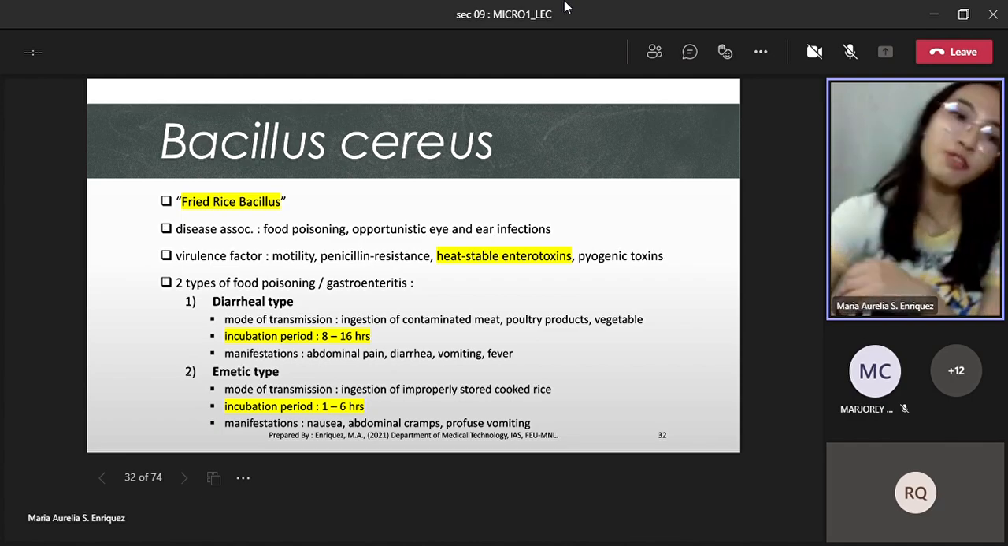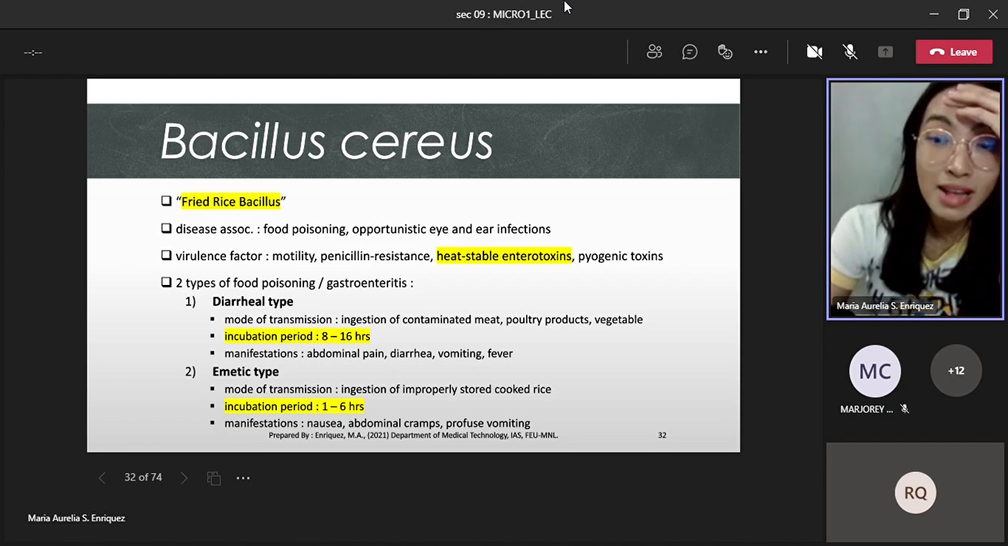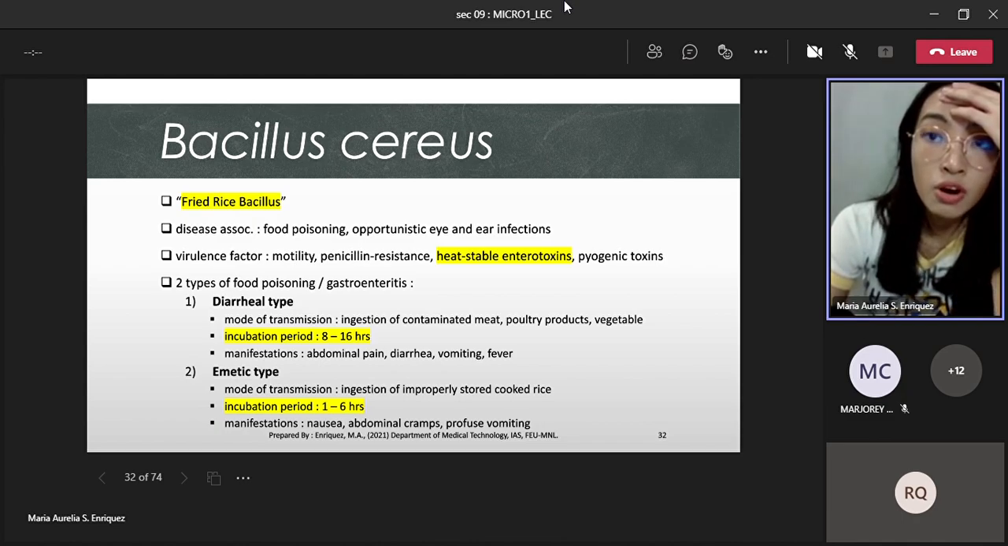Okay? So food poisoning caused by B. cereus takes two forms. So either diarrheal or emetic sila. So the diarrheal syndrome is usually associated with the ingestion of meat or poultry products, and this is characterized by an incubation period of 8 to 16 hours. Medyo matagal po. Infected individuals have abdominal pain, diarrhea, and vomiting. Fever is uncommon, but sometimes this may also be present. Okay? So ayan, pag diarrheal type po, matagal yung incubation period, and ang primary manifestation niya is diarrhea.